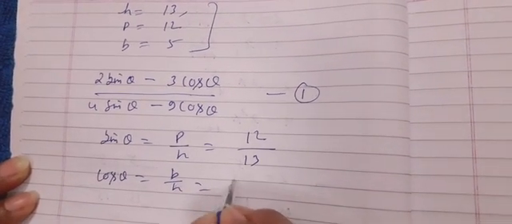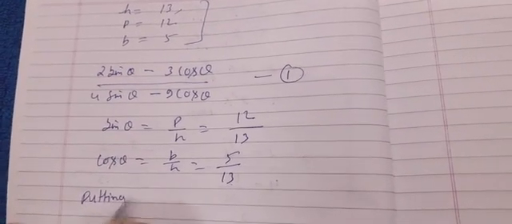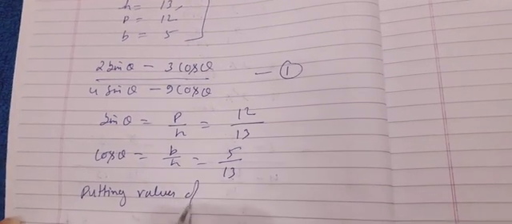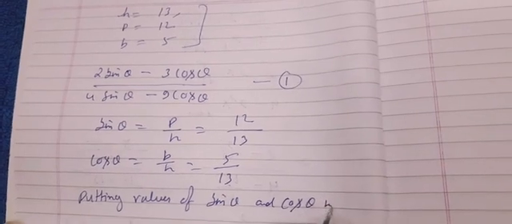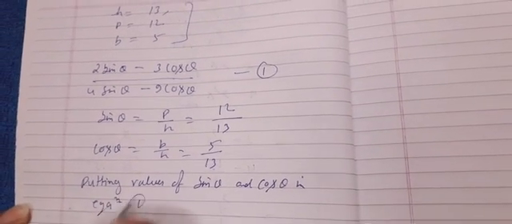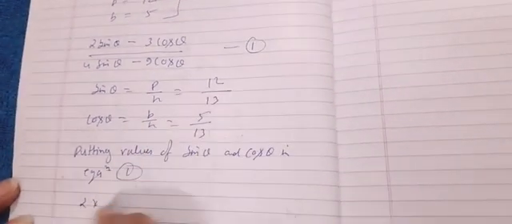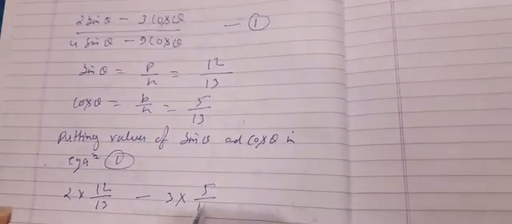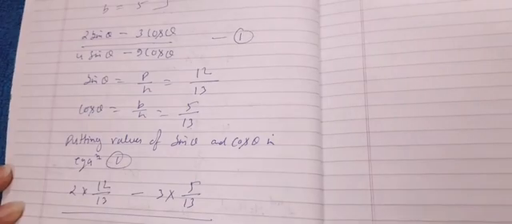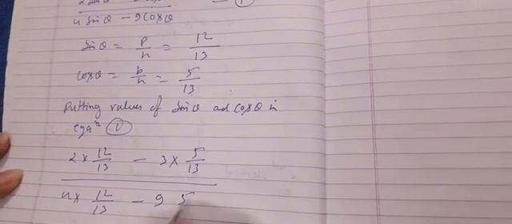What is the value of b? It is 5, and the value of h is 13. So we are going to put these values, putting values of sin theta and cos theta in equation 1. Then what is the scenario? 2 into sin theta means what? 12 by 13. Okay. Minus 3 into cos theta, that is 5 by 13, divided by 4 into sin theta, 12 by 13, minus 9 into 5 by 13.